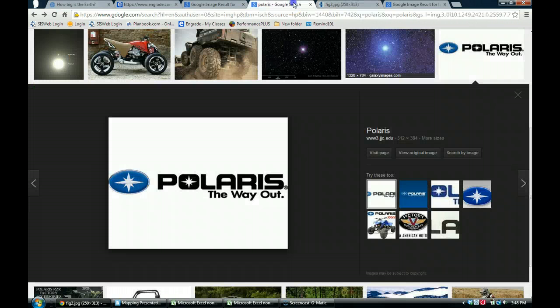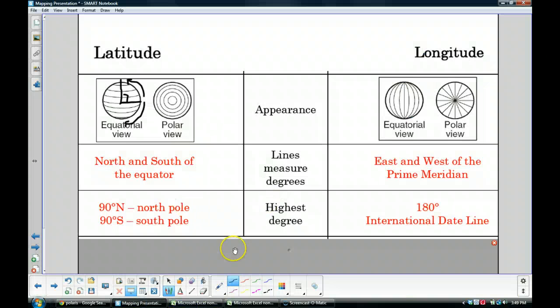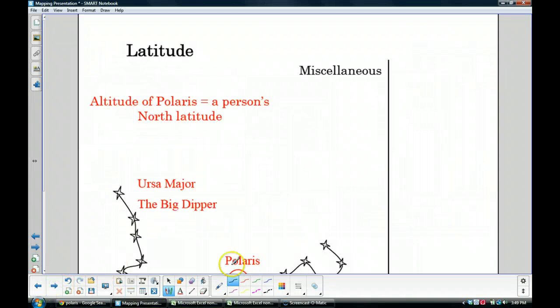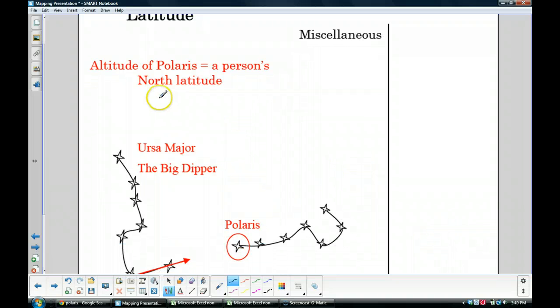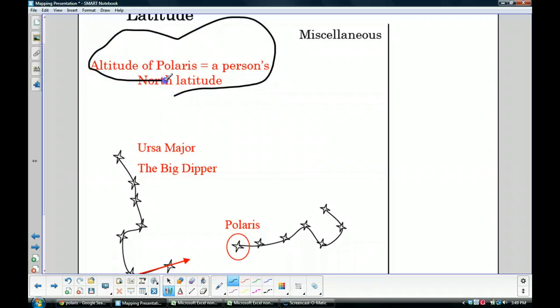And it becomes very important when we start trying to figure out where we are on the Earth. I'm not sure why the company decided to use that as their symbol, but it makes sense because it is the North Star. And if we look at our notes, you'll see that you have that drawn here. One of the things, and we'll talk more about this, is that the altitude of Polaris is equal to the person's latitude north of the equator. So your altitude of Polaris is equal to your latitude.